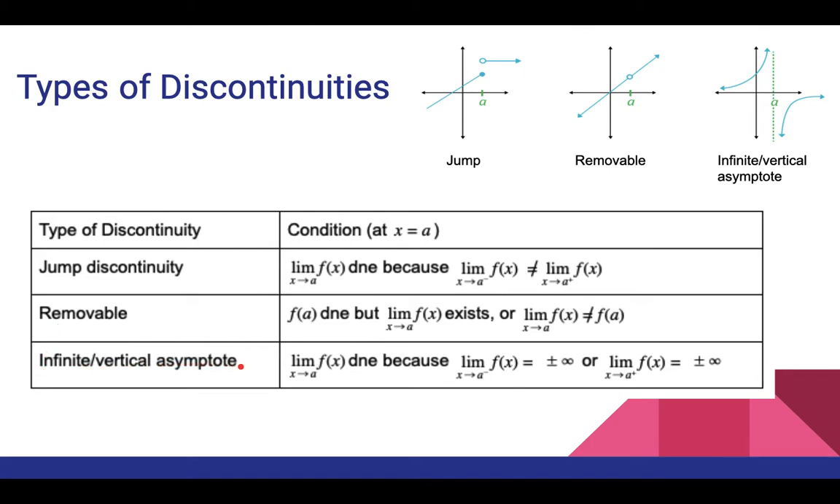Lastly, we get an infinite or vertical asymptote if the limit as x approaches a of f of x does not exist because we either get plus or minus infinity as x approaches a from the left-hand side, or plus or minus infinity as x approaches from the right-hand side. So if you're working with a piecewise function and you get that a left-handed limit is equal to positive infinity or negative infinity, or the same thing for a right-handed limit, then you're looking at a vertical asymptote, okay? So again, we're focused on the limit as x approaches a for vertical asymptotes to see if we get plus or minus infinity.